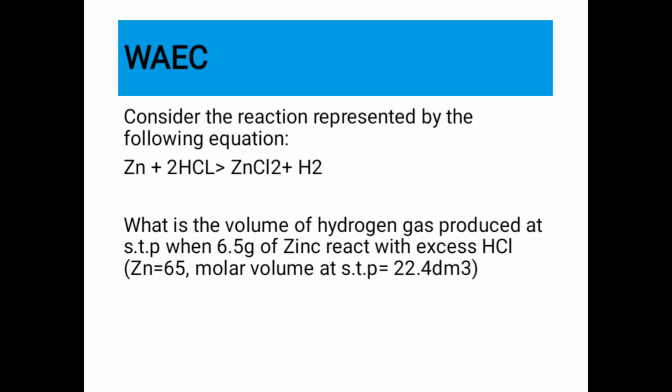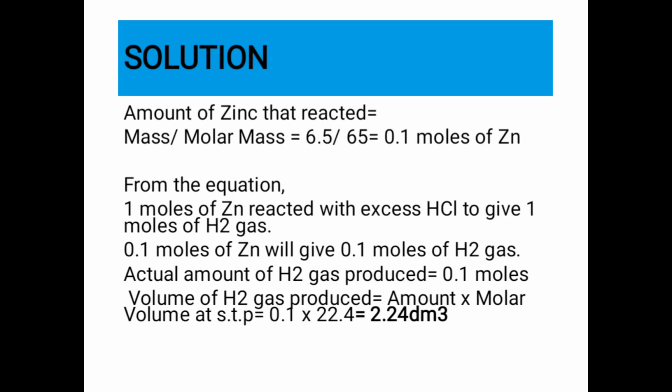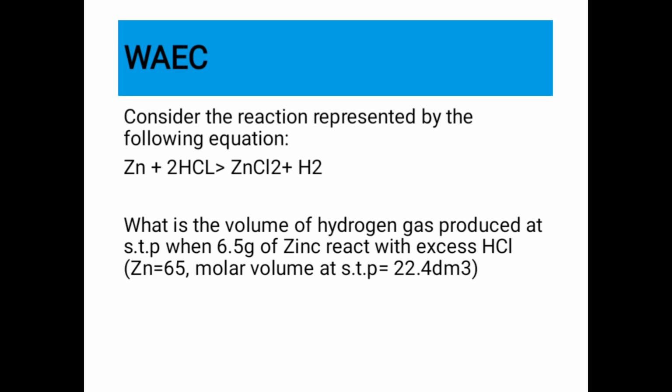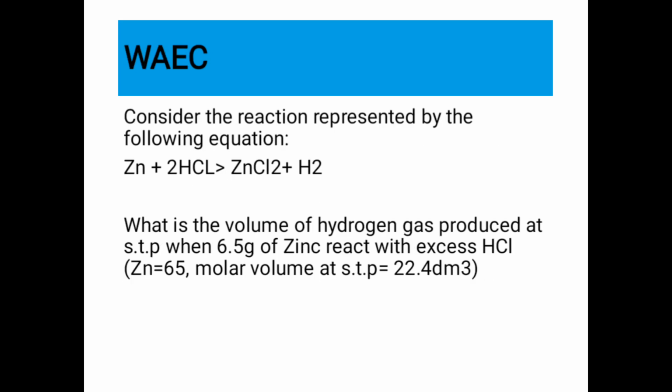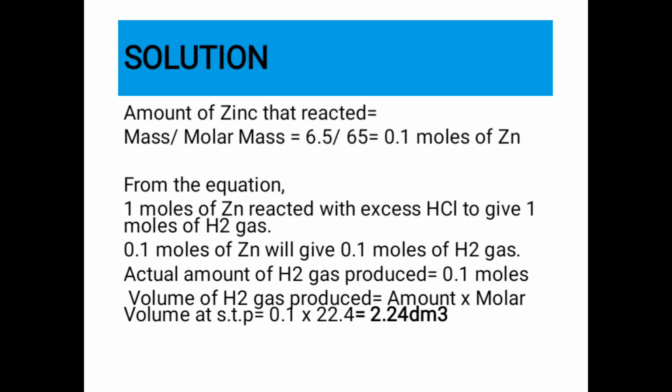Step 1, write out the equation and balance. They've done that for you. Step 2, convert mass to mole. The mass of zinc was given there. That's mass over molar mass. That's 6.5 over 65. It should give you 0.1 moles of zinc. Then another step is to do the stoichiometry of the equation. 1 mole of zinc produces 1 mole of H2 gas. Therefore, 0.1 mole of zinc will be equal to 0.1 mole of H2 gas. That means the actual mole of H2 gas is 0.1 moles.